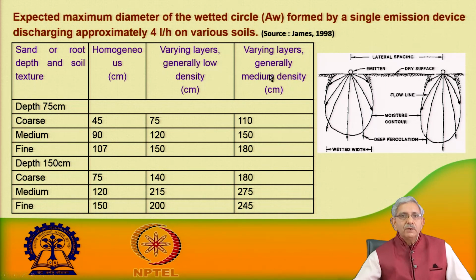So, this is the way it is estimated, and you can see how, when there are two laterals which are spaced, a particular drip emitter is discharging. Here we are seeing the spacing between the drip laterals. We need to see that there is a proper overlap of the wetting bulb formed by the drip emitter, so that the effective root zone depth of the plant is irrigated.